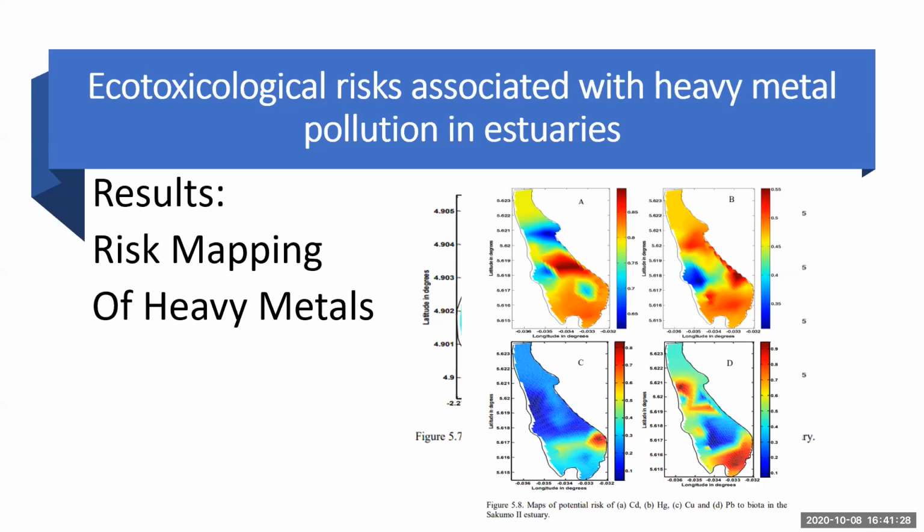So the source of this metal pollution actually cuts across, and that is what depicts exactly what the Sakumo estuary looks like. It's surrounded by industries, so the metals are coming from various sources.